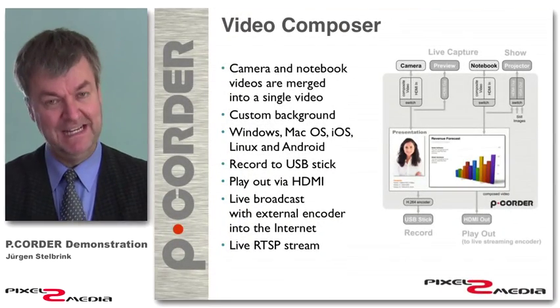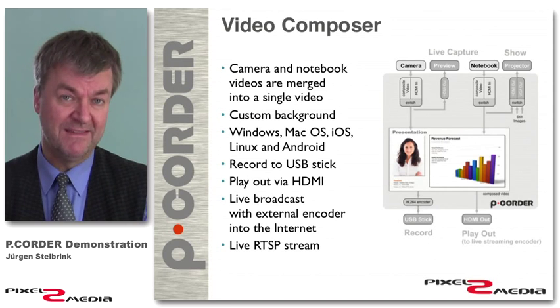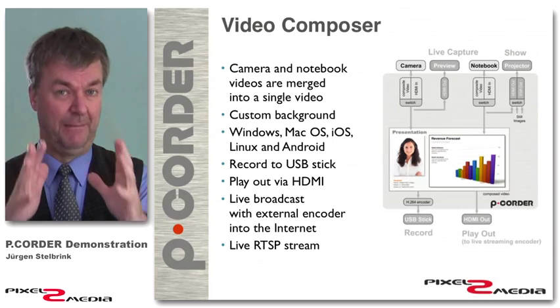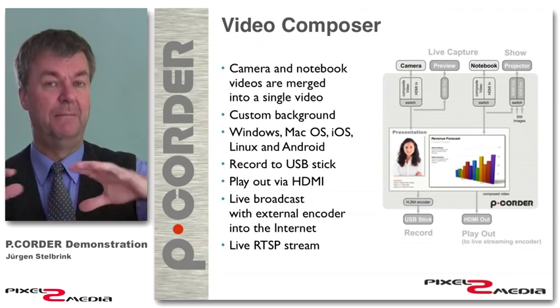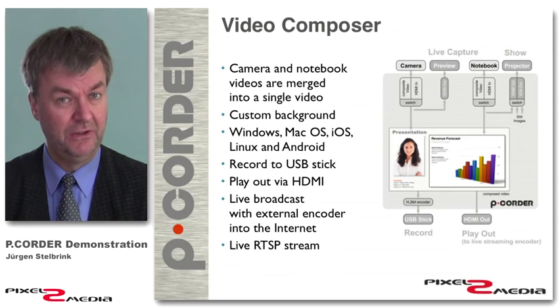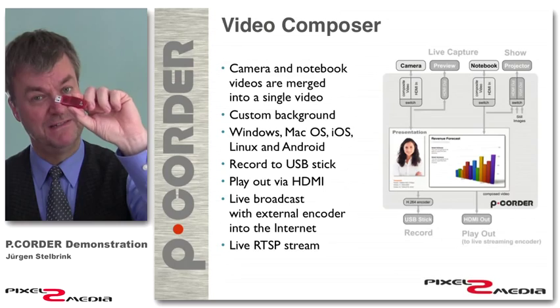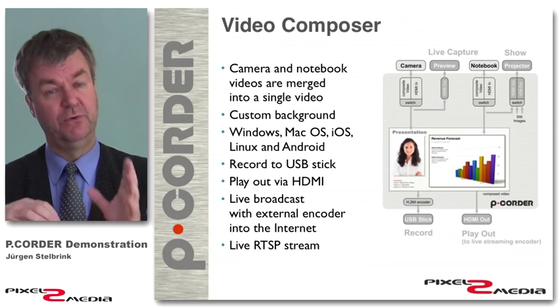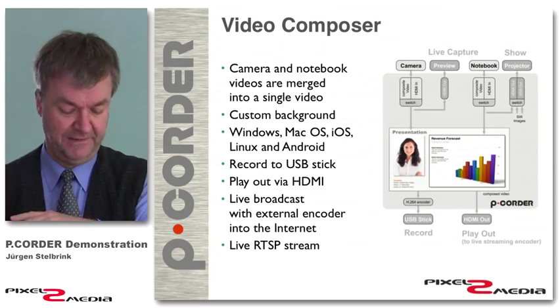So what is the P.CORDER exactly doing in all this? The P.CORDER on one side is a video mixing device. So it takes the video from the camera and the video from the presentation, the output of the notebook, and merges both into a single video. And this video is then stored on a USB stick, like such a USB stick. And you can also put it out on the HDMI port to an external video encoding device to do live streaming into the internet.